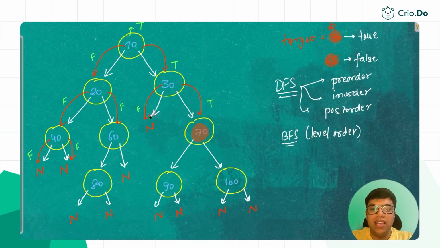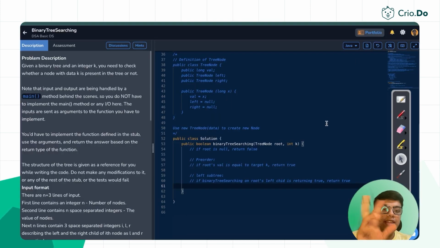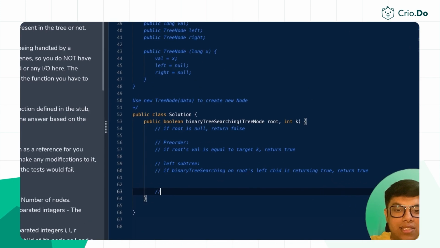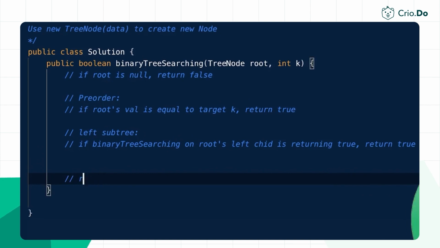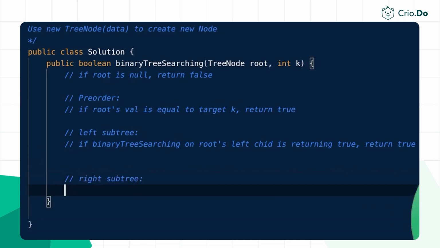Let's suppose the target was 60. Since 10 will say the target is present in the left subtree, return true. Since 10 is saying target is present in the right subtree, return true. So if the target is present in any of the children, we can return true. Similarly, I will now check the right subtree, whether the target is present in the right subtree or not.